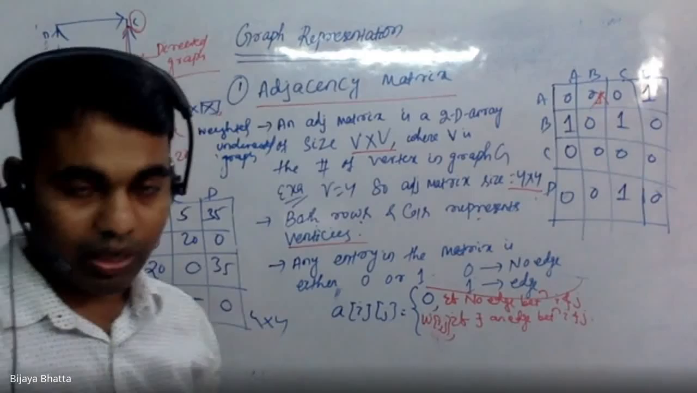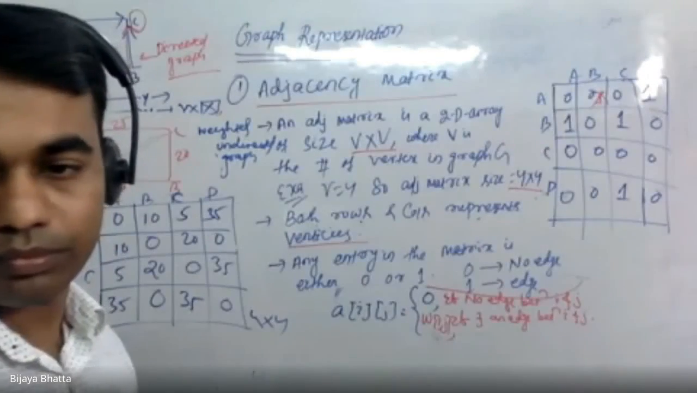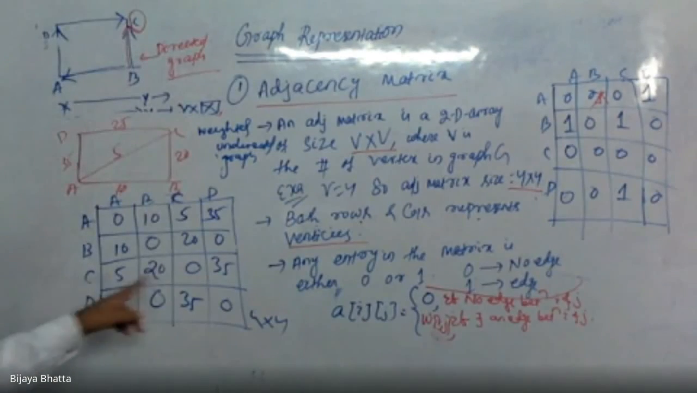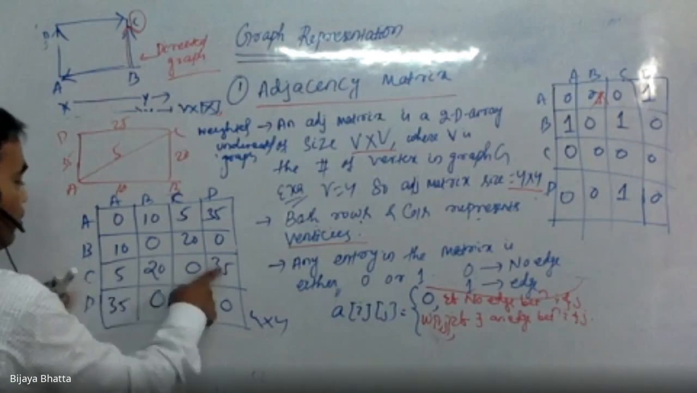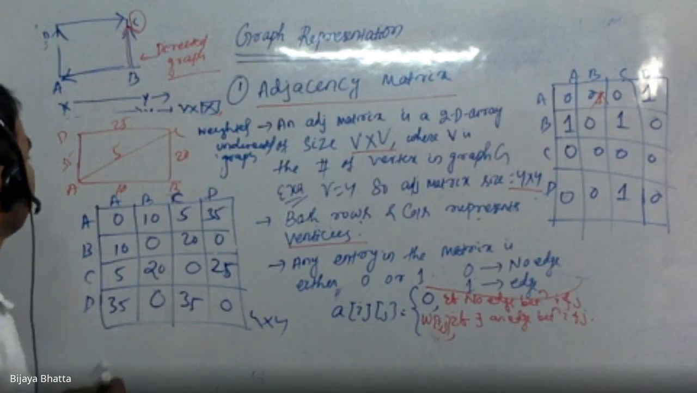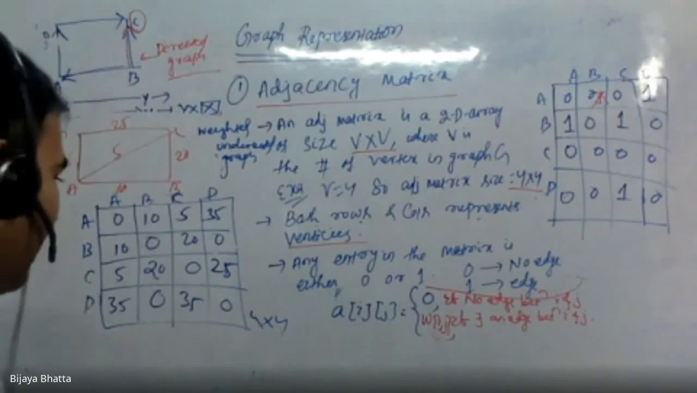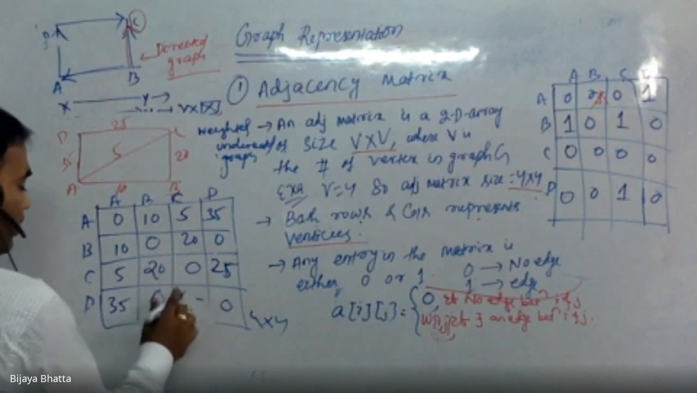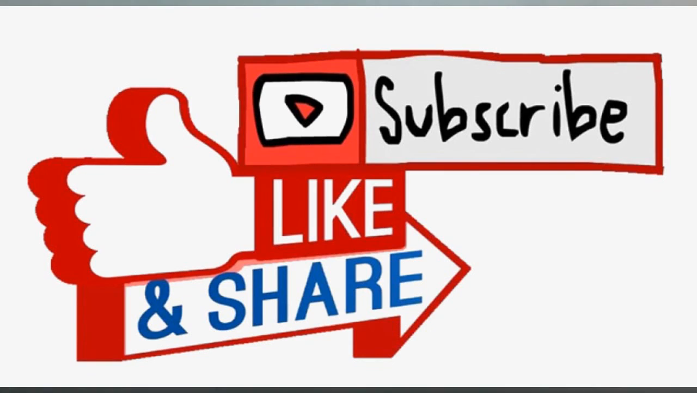Okay, C to D is 25. Yes, C to D is 25, that's correct. My mistake. D to C will also be 25 because I calculated from there. Sorry.